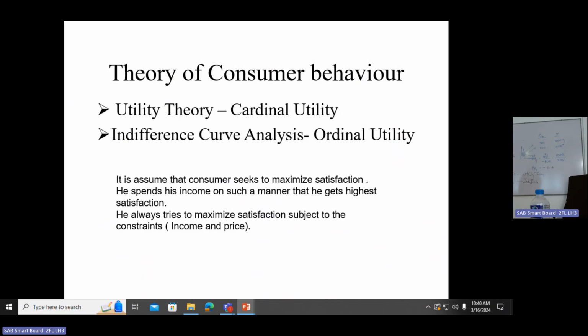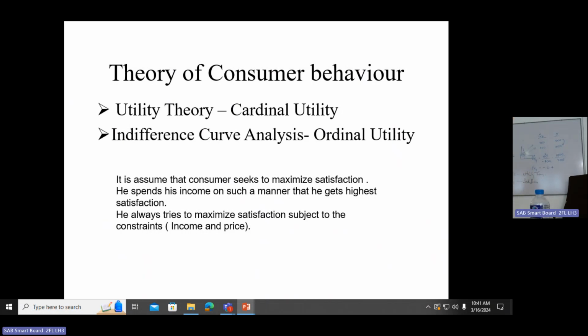To avoid the weaknesses of this utility theory, the indifference curve analysis was introduced by J.R. Hicks. That is based on ordinal utility. Instead of measuring utility, it assumes we can rank utility based on the preference or choice of the consumer and the satisfaction we derive. Accordingly, we can identify lower level, mid level, high level. So those are the two theories.